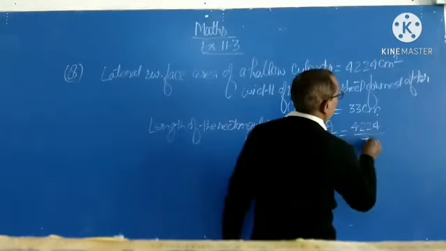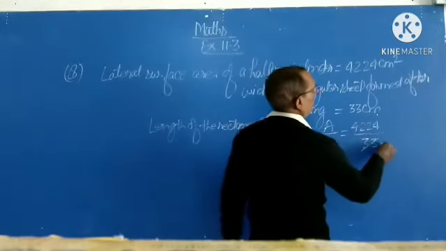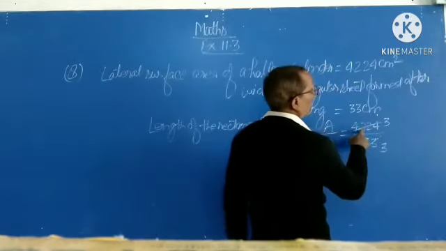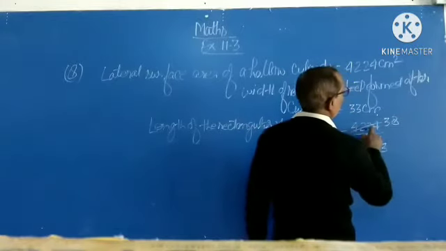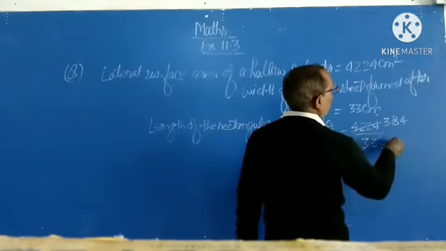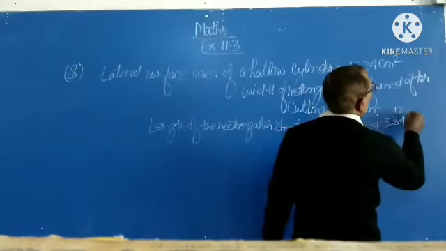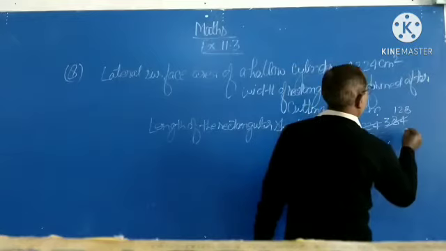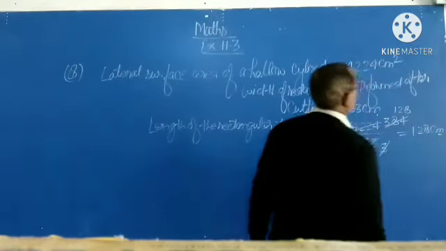4224 upon 33. You can do it by 11. 11 threes are 33. 11 eights are 88. 11 fours are 44. Then you calculate by 3. 3 ones are 3, 3 twos are 6, 3 eights are 24. Means 128 centimeter.